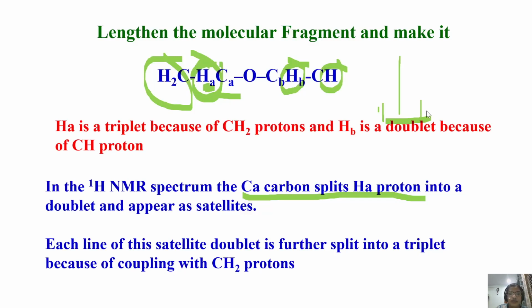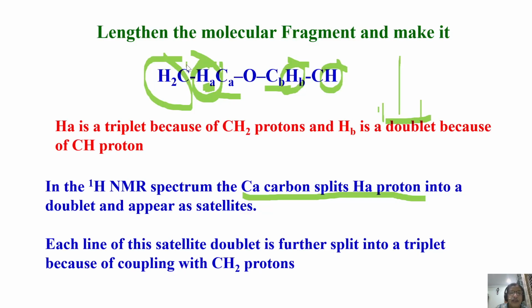This we know that, okay? We discussed in the previous HSQC. Exactly, if I take carbon B, that is also a doublet in the proton spectrum which appear as satellites. That's fine. Now we will understand more.